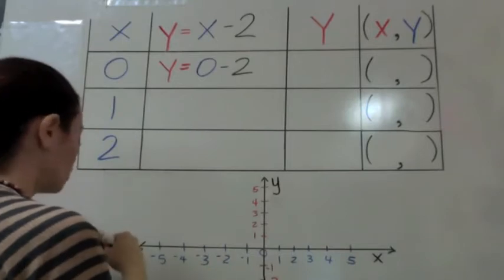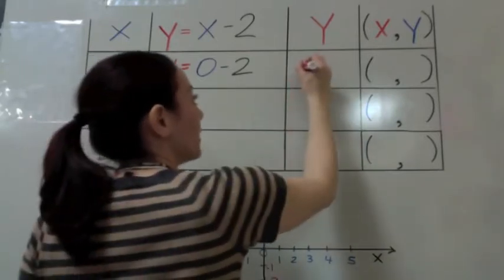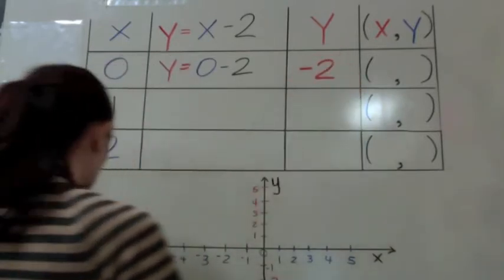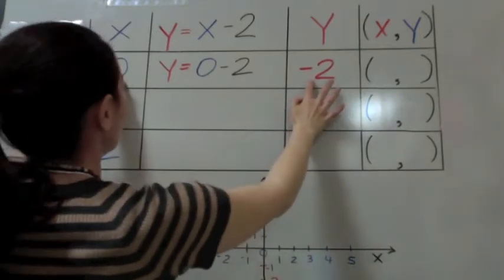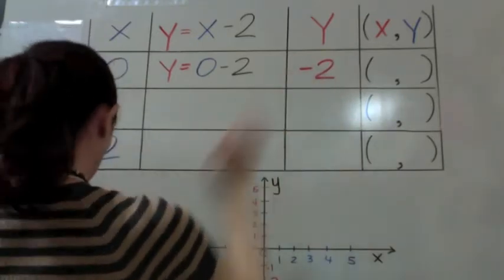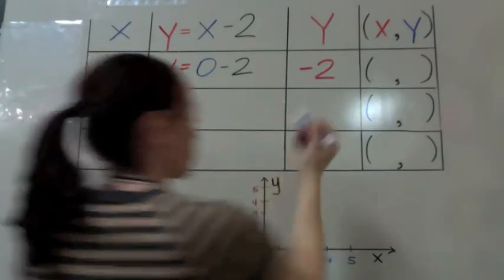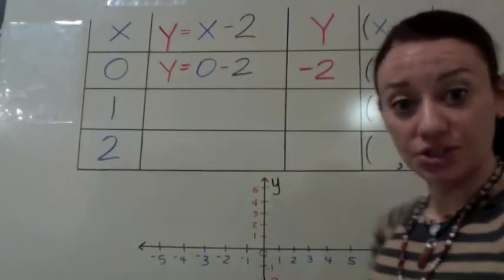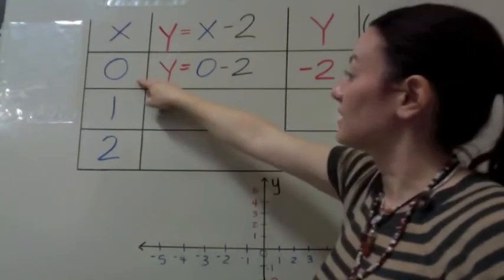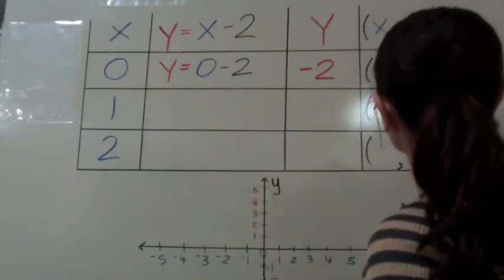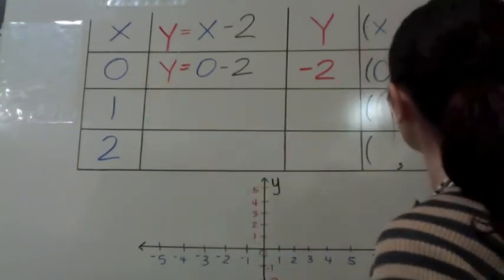All right, so your value for y would be negative 2. Now we're going to take these two columns, x and y, and put them together as an ordered pair. So let's do that. What is x again? X is 0, and y is negative 2.